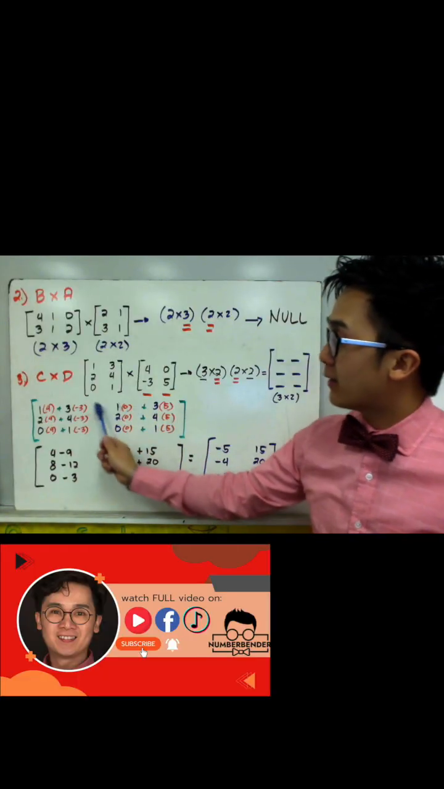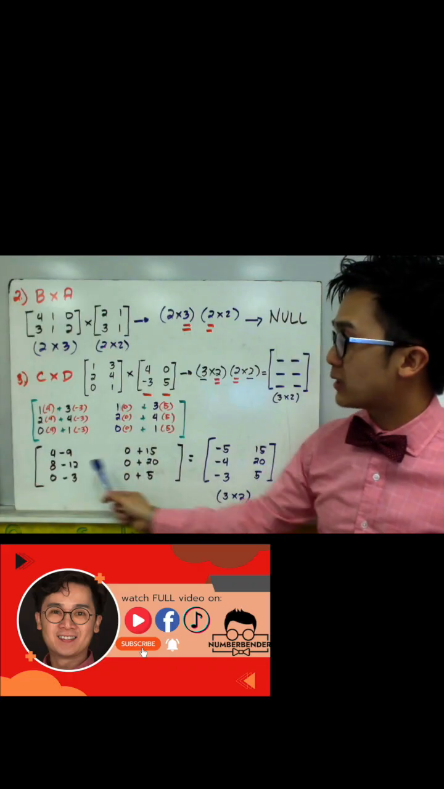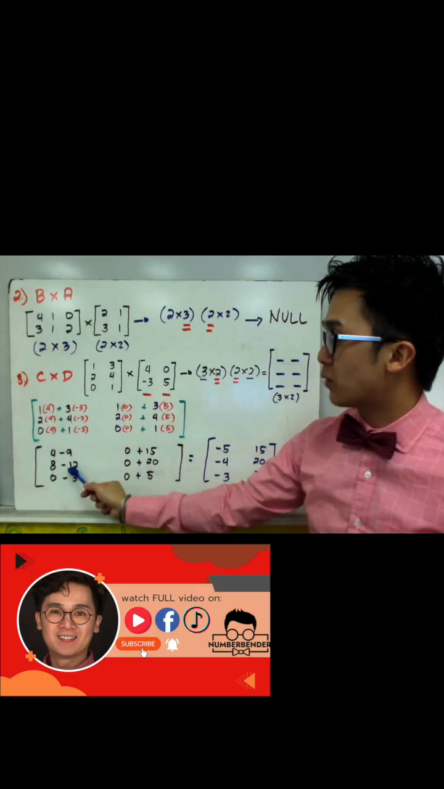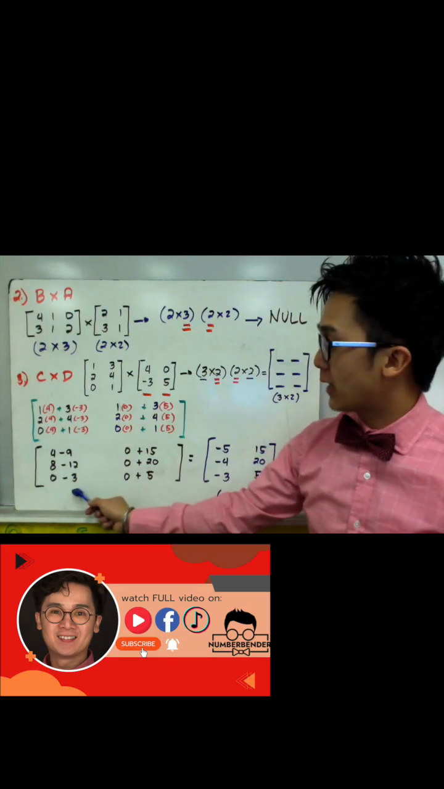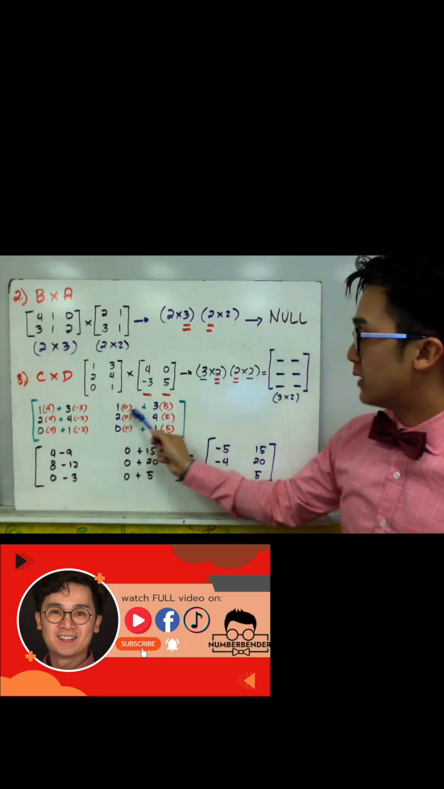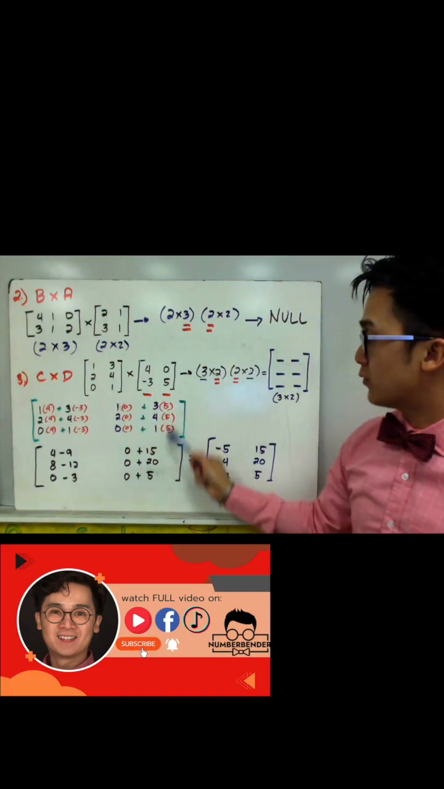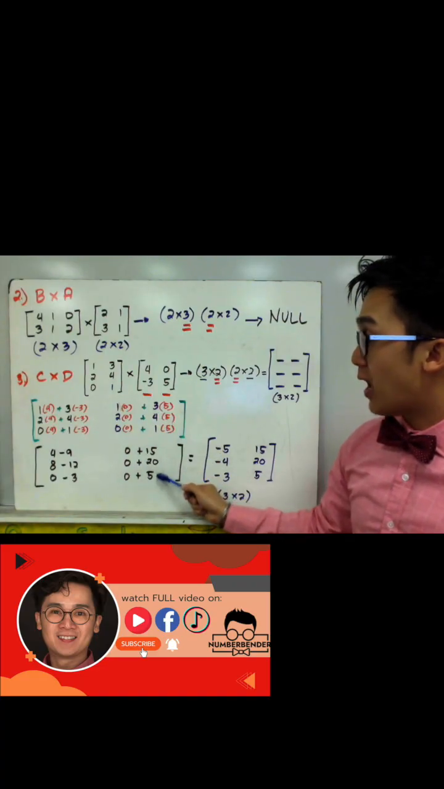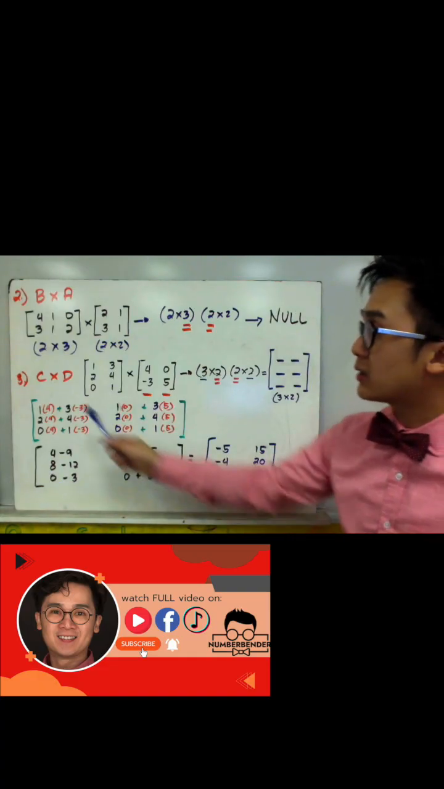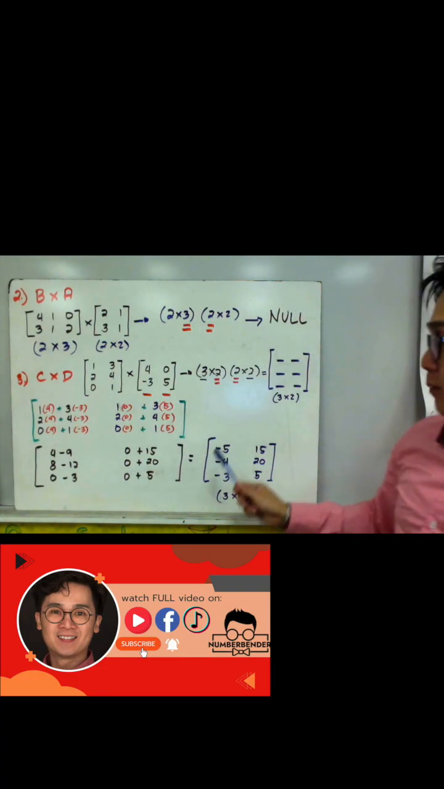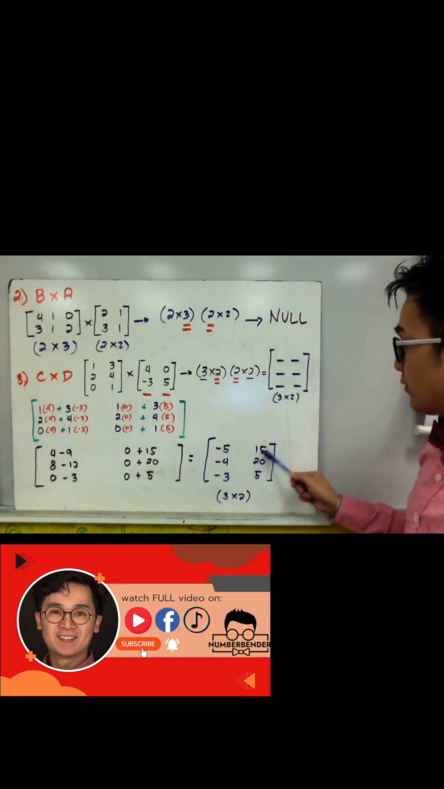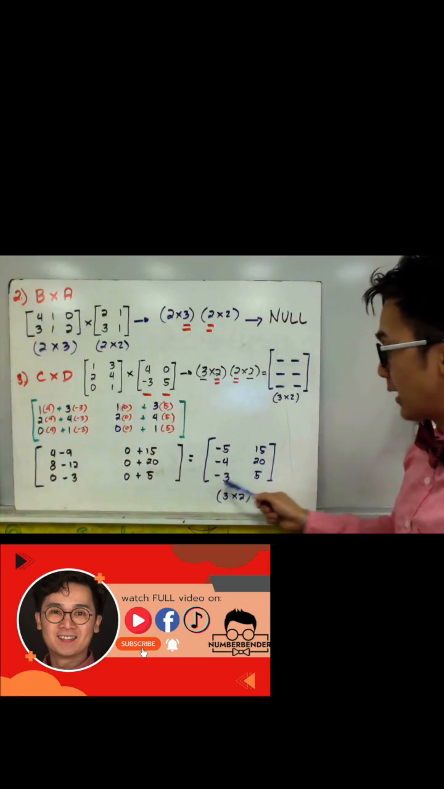Now simplifying each of the entries in our matrix, we'll have 4 minus 9, 2 times 4, which is 8, 4 times negative 3, which is negative 12, 0 minus 3, and this will be our first column. For our second column, we have 0 plus 15, 0 plus 20, 0 plus 5. Simplifying our matrix will give us the product of C times D. So the product of C times D, which is a 3 by 2 matrix, is negative 5, 15, negative 4, 20, negative 3, and 5.